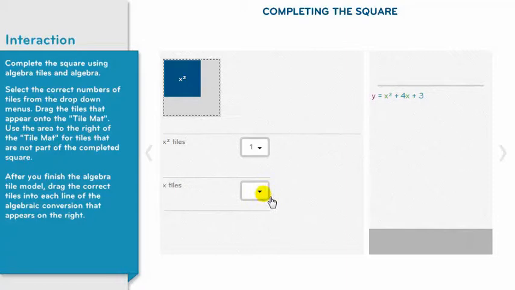Next, we need to deal with our x tiles, which we have 4 of them. We'll drag 2 onto either of the two sides. Next, we need to take a look at our ones tiles. In this case, we need 3, and we'll drag them next to our workspace.